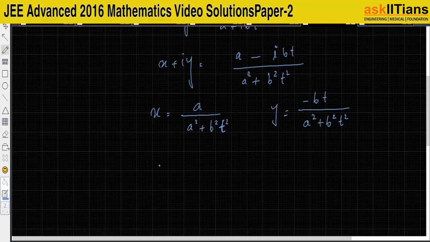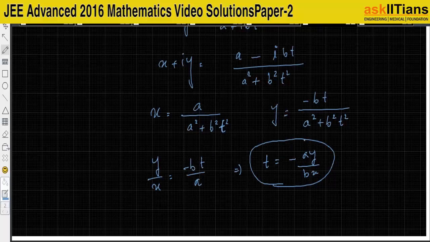So how to eliminate t from here? For eliminating t, what we can do is just divide these two equations, so I'll get y by x as minus bt by a. So from here I know that t is equal to minus ay by bx, right? This is the value of t. Now I can put this value in any one of the equations.